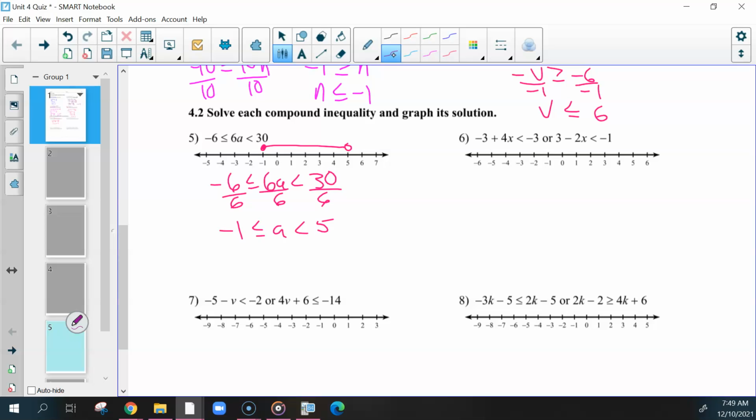Number 6 had 2 different inequalities, so you should have solved them separately. So this first one, you should have added 3 to both sides. You guys freak out when you get 0, but 0 can be an answer. Divide everything by 4, and x is less than 0. That would be an open circle at 0, going to the left.